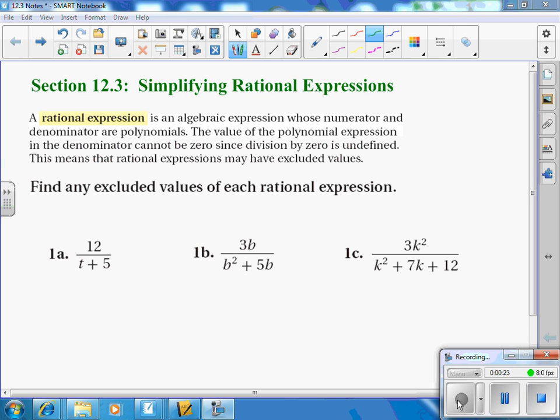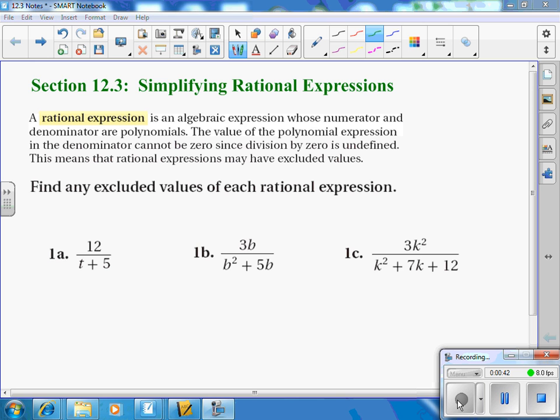The value of the polynomial expression in the denominator cannot be 0, just like before. This means that rational expressions may have some excluded values. So some of them are going to be as straightforward as the ones yesterday when we were graphing. Others, as you can see in 1b and 1c, are a little more difficult to find.